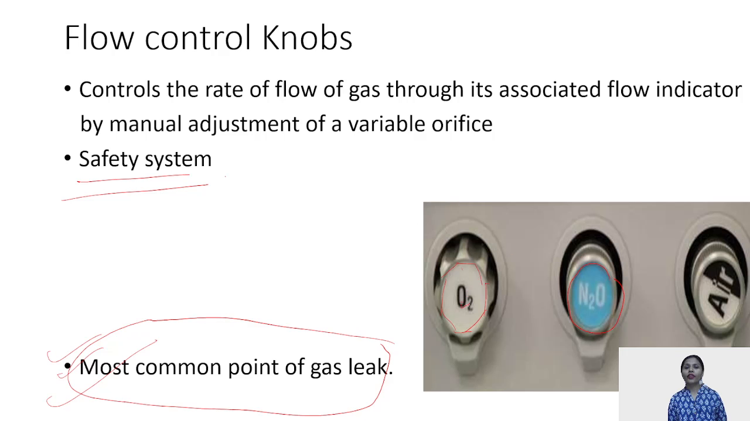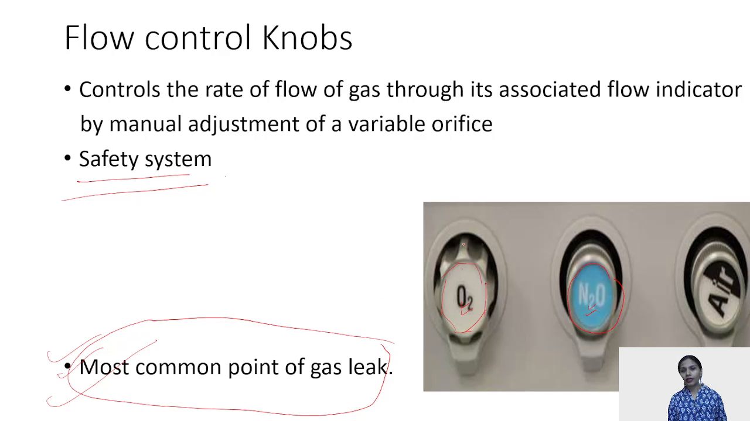Second, it is very well written on it, oxygen and nitrous, and whatever is written glows in the dark also. It is radiofluorescent. Your flow meters and flow control knobs are developed such that even if the light goes off, they will still light up because of the radiofluorescent material used to make them.